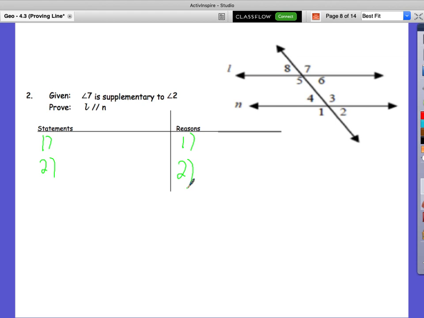Okay. So what's our first statement here? Angle 7 is supplementary to angle 2. What's our first reason? Given. Okay. What's our second statement?